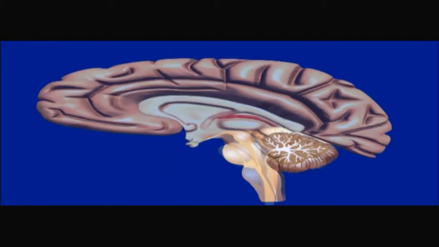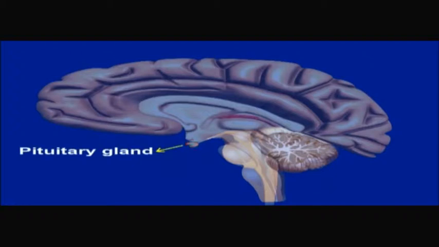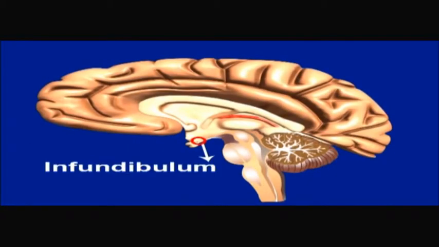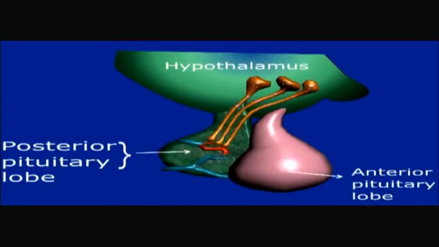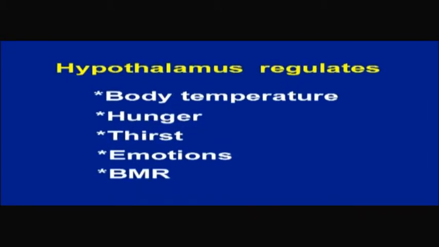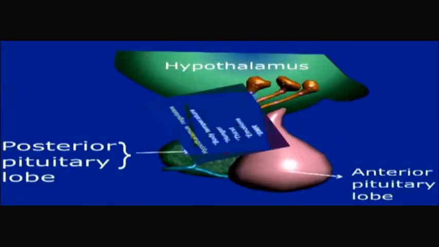Pituitary gland, an endocrine gland, is attached to hypothalamus by a stalk called infundibulum. The secretions of hypothalamus control or initiate the secretions of pituitary gland, and the secretions of pituitary gland control secretions of hormones of other endocrine glands. Hypothalamus secretes hormones and regulates body temperature, hunger, thirst, emotions, BMR, etc.